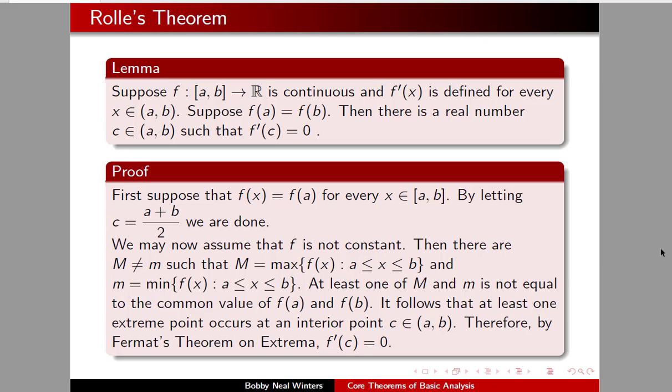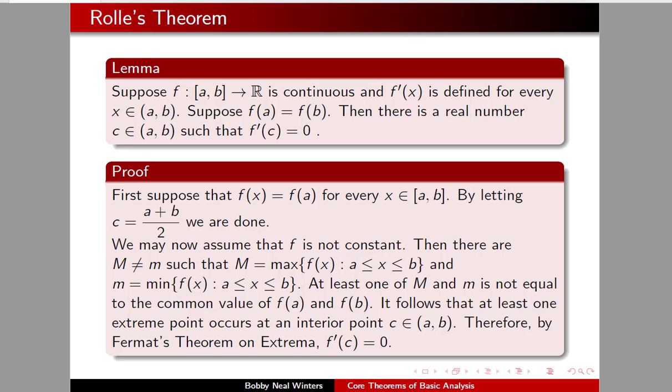At least one of the big M and the little m is not equal to the common value of f of A and f of B. It shows then that there is at least one extreme point in the interior. Therefore, by Fermat's theorem on extrema, f prime of c is equal to 0. Boom! We're done.